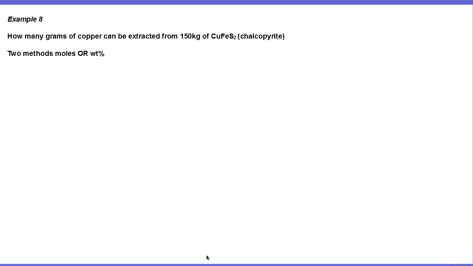This is the video for example 8 and it follows on from example 7, this time looking at how weight percent calculations can be applied to real life situations. And the question is: how many grams of copper can be extracted from 150 kilograms of chalcopyrite?